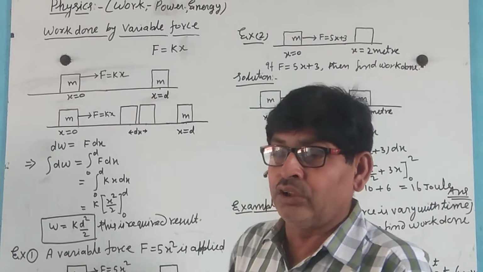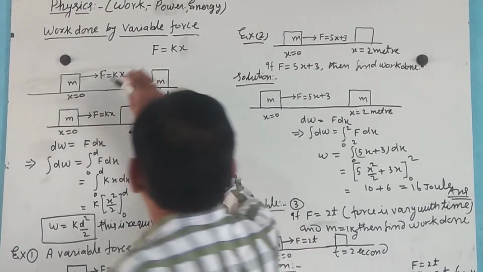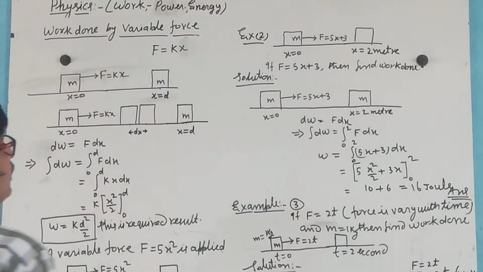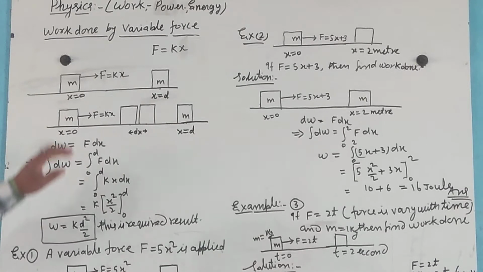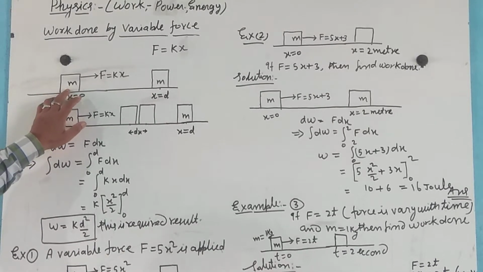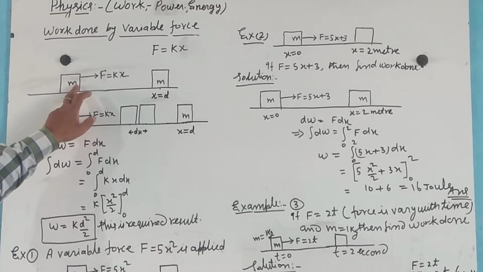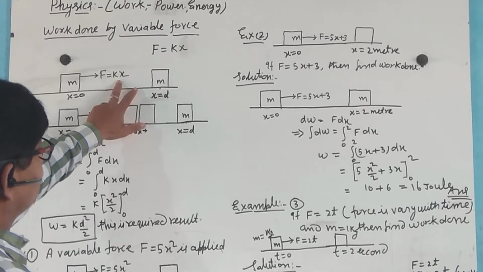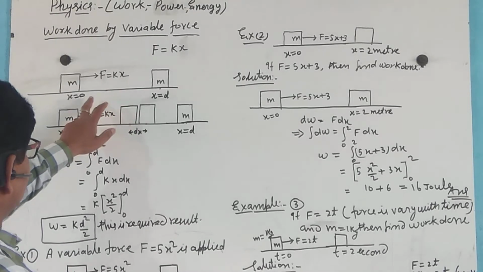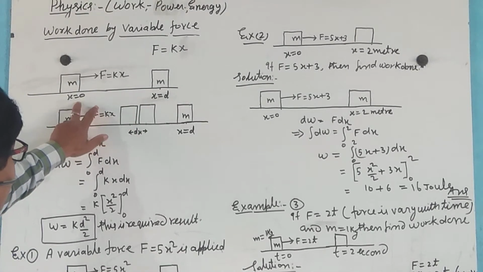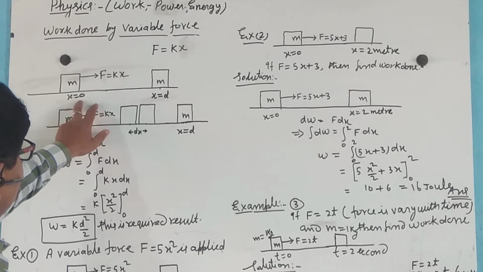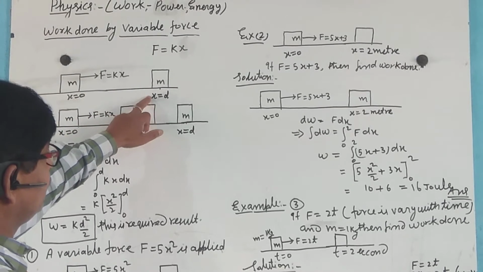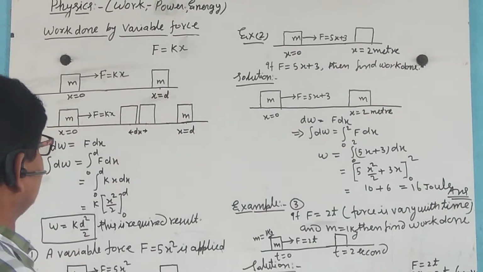Let us suppose that the force is F equal to Kx. This is a force, K is a spring constant and x is the displacement. Now we take a block of mass M and apply the force F equal to Kx, so that the displacement along the x-axis is from x equal to 0 to x equal to d. d is the displacement here.